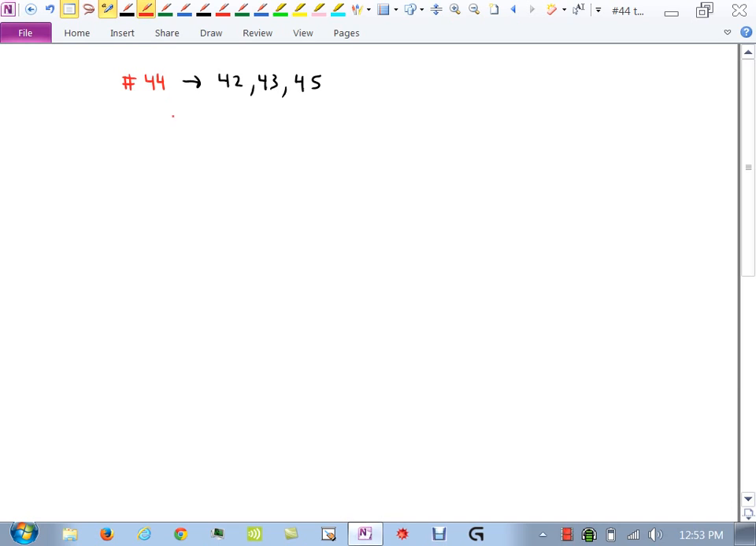So here's 44. 2.2 parentheses 4x plus 6, close parentheses, minus 0.8x equals 4 times, in parentheses, 3.3 plus 2x.